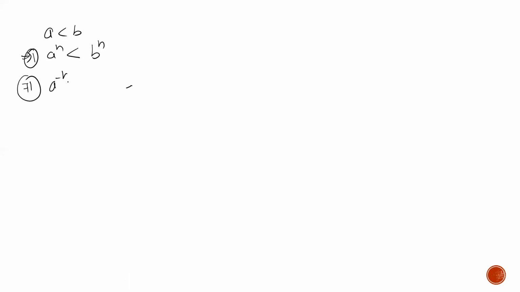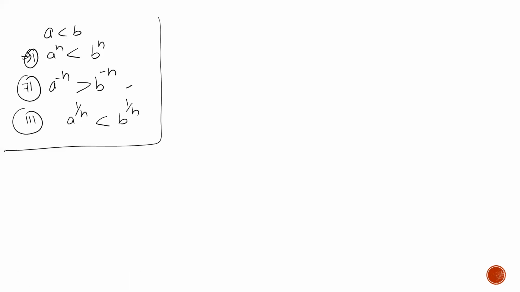So what is the conclusion? The conclusion is, if I have a less than b, this implies a to the power n will be less than b to the power n. Second, a to the power minus n will be greater than b to the power minus n. And third, a to the power 1 by n is less than b to the power 1 by n. So this is all about numerical inequalities, right?